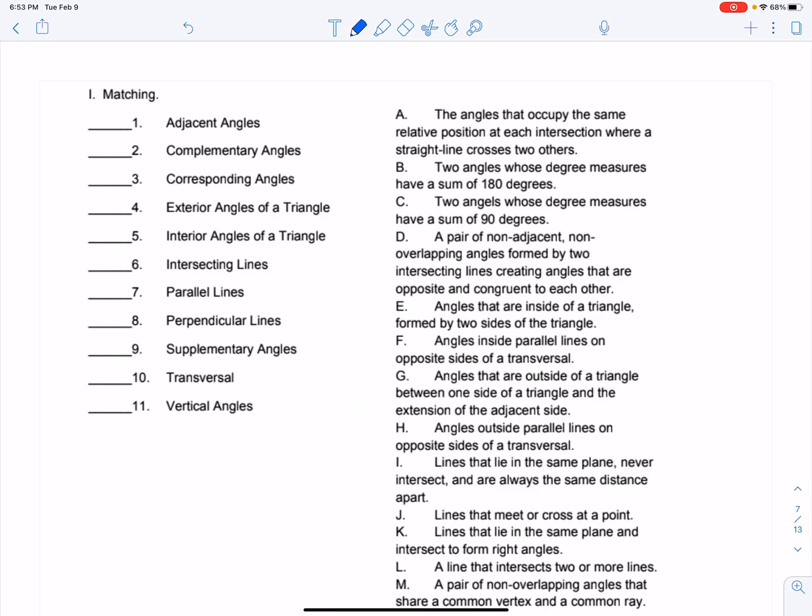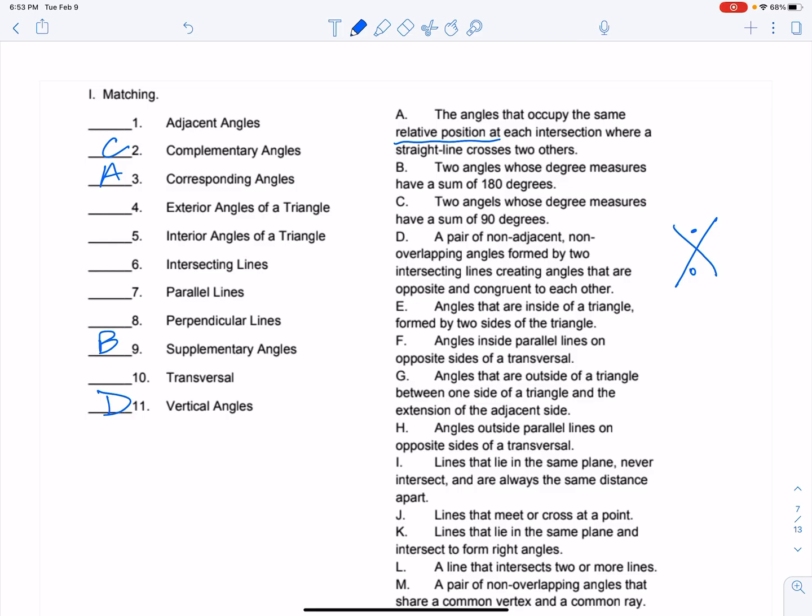All right. Now let's talk about some of the definitions. We'll go over these again. These are the same ones that were on our test, same ones that I gave you answers to the other day. So A, the angles that occupy the same relative position, that is going to be our corresponding angles. Two angles whose degree measures have a sum of 180 degrees, that is going to be our supplementary angles. Two angles that have a sum of 90 degrees, that's going to be our complementary angles. A pair of non-adjacent, non-overlapping angles formed by two intersecting lines creating angles that are opposite and congruent. What we're referring to are those two right there, and those are vertical angles.